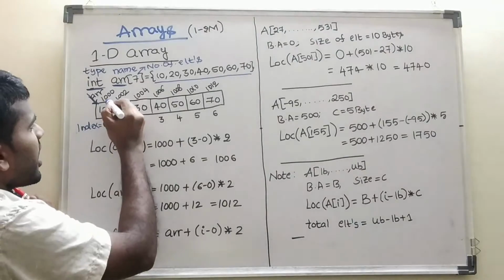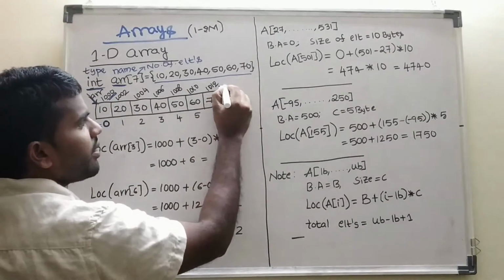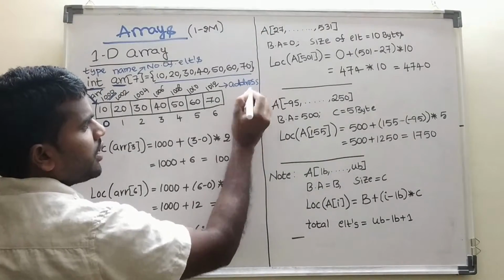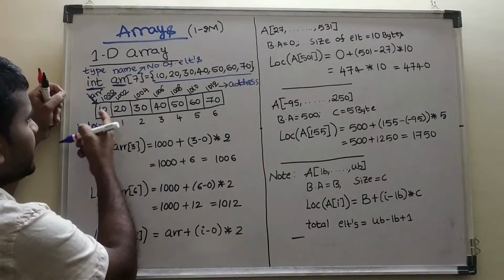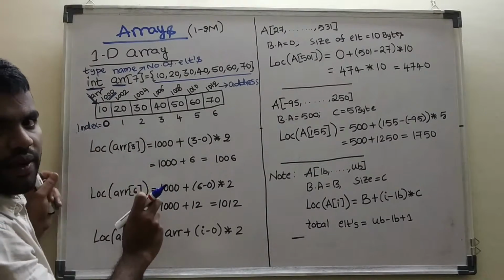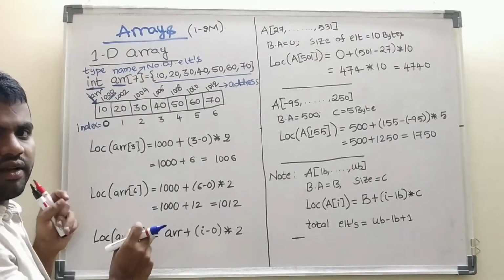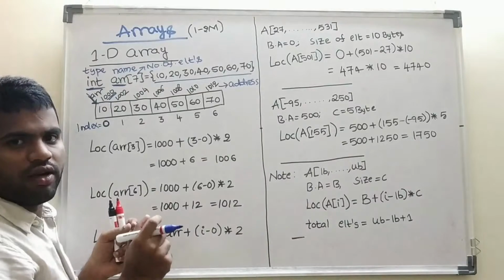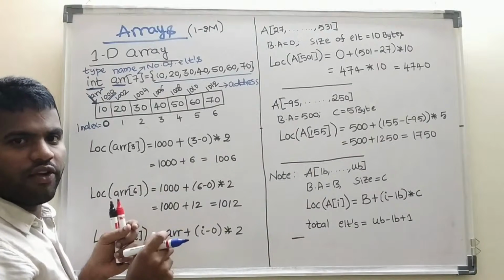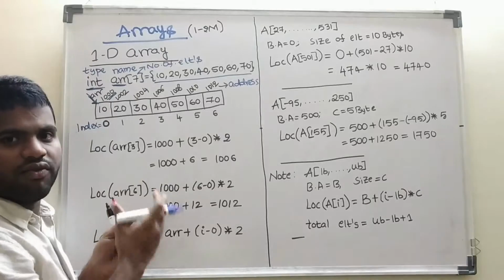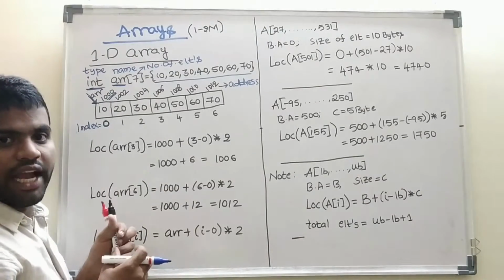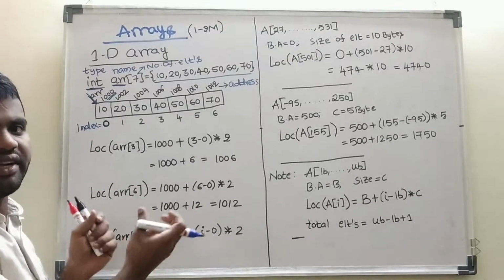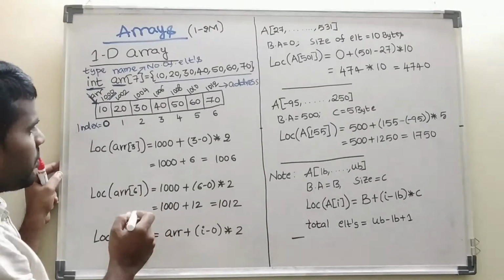These are the elements, and this is the address of each element. Each element's capacity here is 2 bytes: an integer takes 2 bytes. If you are taking a character, the capacity is only 1. If you are taking a float, the capacity of one float value is 4 bytes. If you are taking a double, the capacity of one double is 8 bytes. It depends on the compiler and the programming language you are using, so it might change.